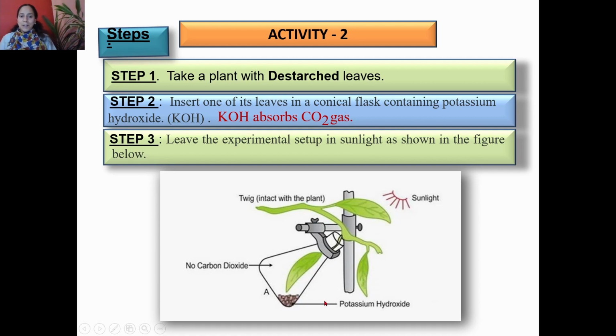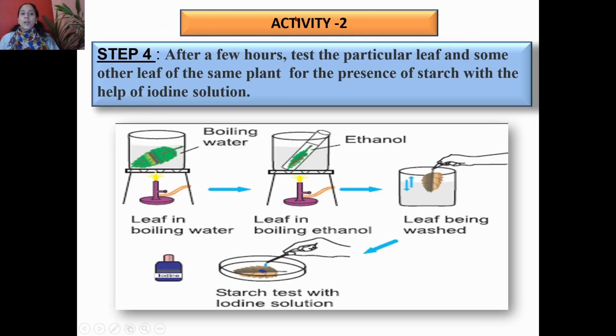So this is the experimental setup. We will leave it for 4-5 hours in the bright sun. After a few hours, we have to test that leaf which we have inserted in that conical flask, and we can also use some other leaf for cross verification. So we will take that leaf and put it in boiling water. This can be carried out in the biolab only, but because we have to stay at home and guide you about the basic procedure, we are using this flow chart to tell you what you will do when the school opens, and you will perform this activity yourself in the biolab.